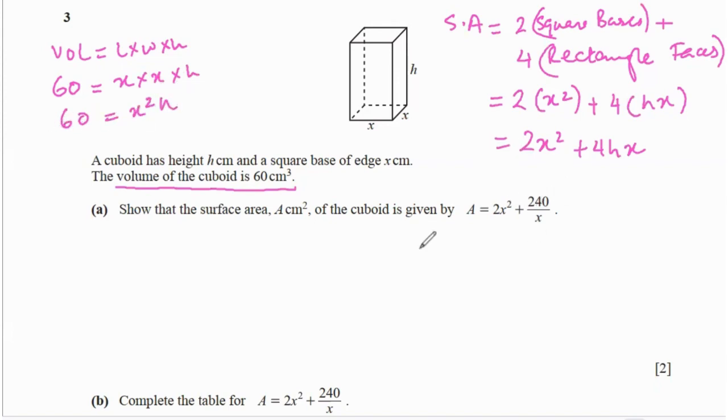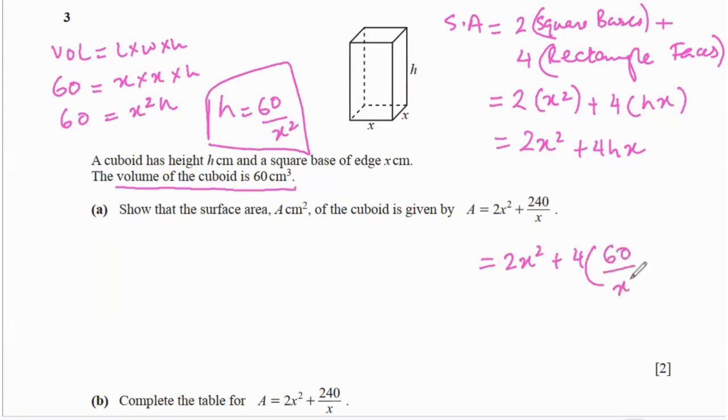So since the entire thing is in terms of x, that means we need to substitute the value of h in the surface area equation. That means h is going to be 60 over x squared. Plug that in over here. So that's going to be 2x squared plus 4 times 60 over x squared times x, which is going to give us 2x squared plus 240 over x. 4 times 60 is 240, and x divided by x squared is x. That is your answer.